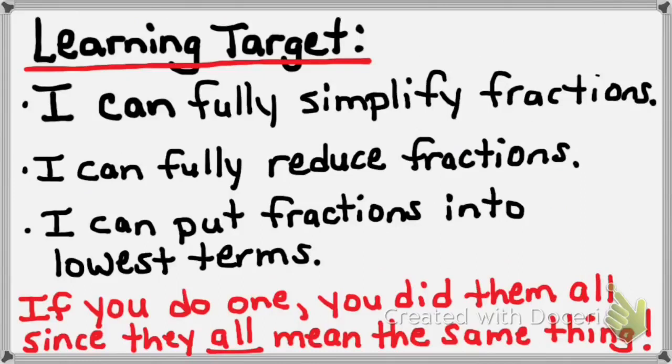Hopefully by now you can confidently say, I can fully simplify fractions, I can fully reduce fractions, and I can put fractions into lowest terms. Because if you can do one, you can do them all. Again, they're all the same thing. Remember, you do not need to use either of these lazy man tricks. You can always go back to lesson 2, find the GCF, and divide by the GCF. That will work all the time. Good luck with this lesson.